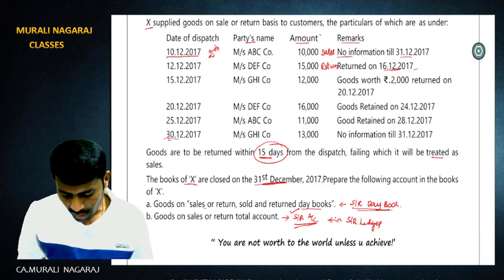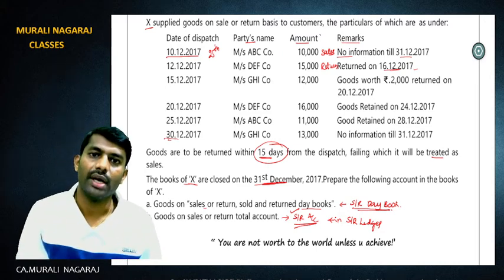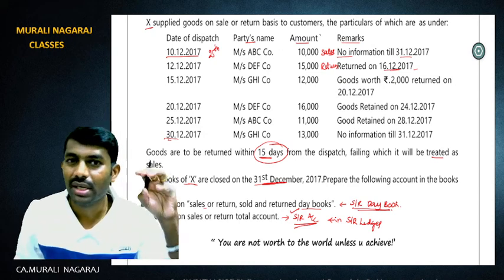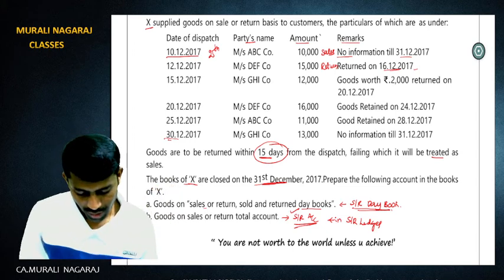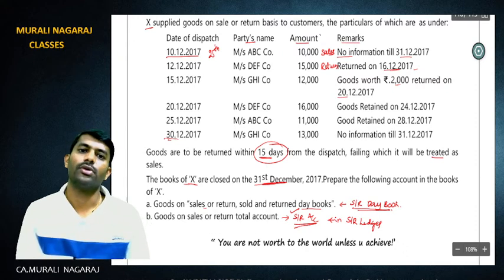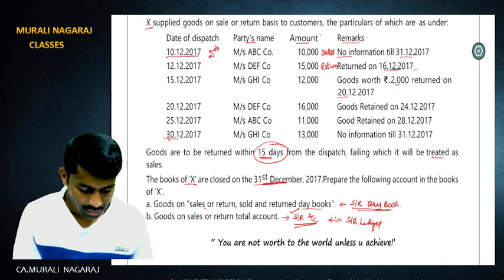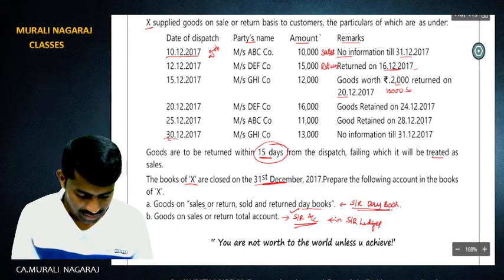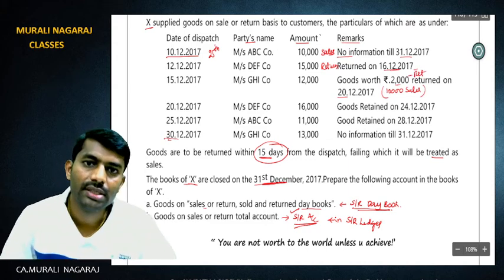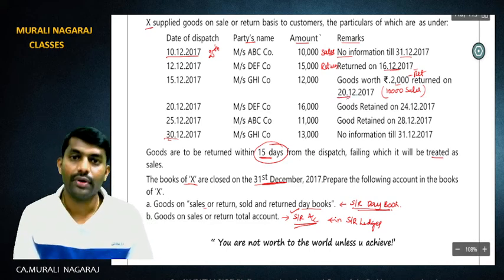Next, on the 15th, 12,000 worth of goods we sent, correct? The 15th plus 15 days is the 30th of December, the cutoff date. But look at what happened: goods worth 2,000 were returned on the 20th. So the balance he has accepted, and 2,000 worth of goods has been returned. That means 10,000 is sales and 2,000 is returns. This we have to take into consideration. Next, on the 20th itself we have to pass the entry.